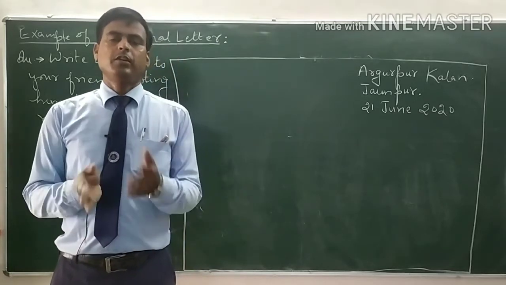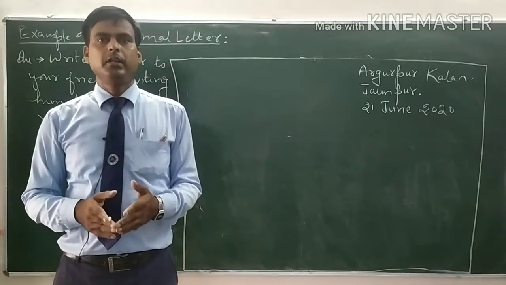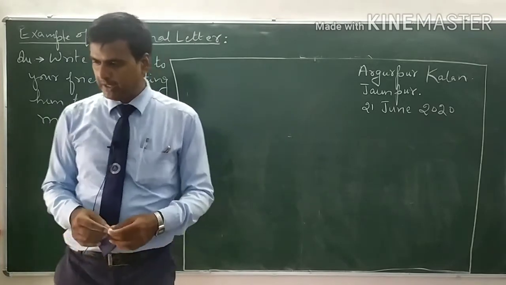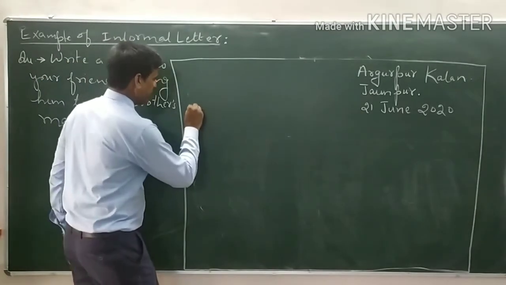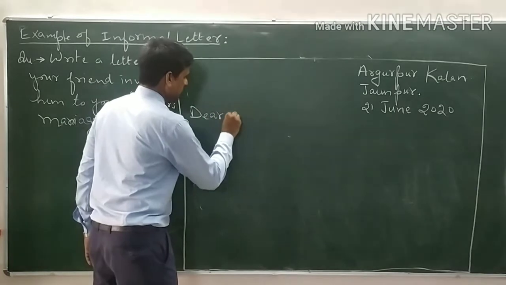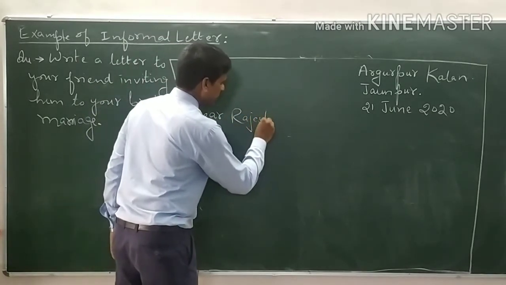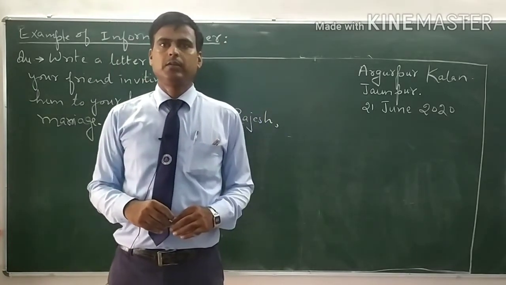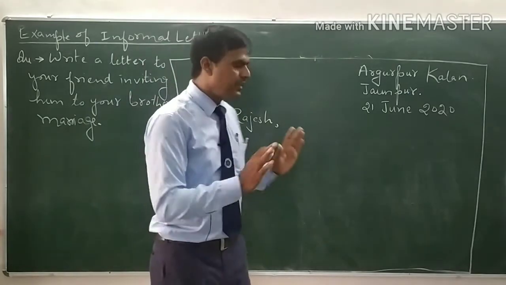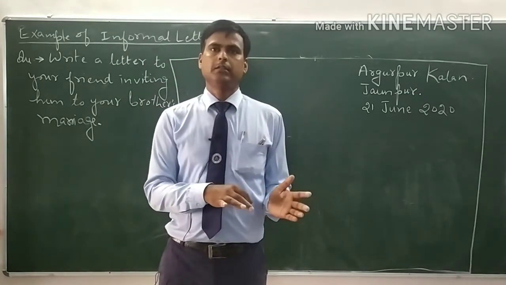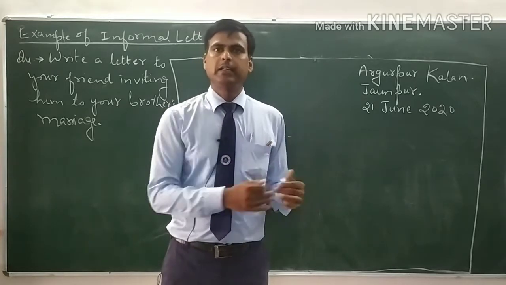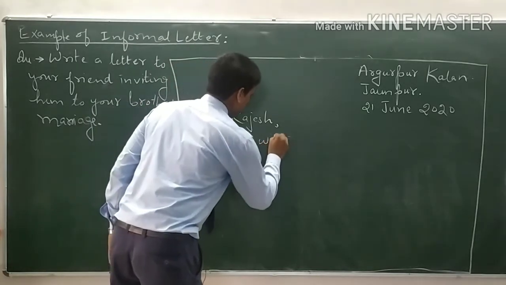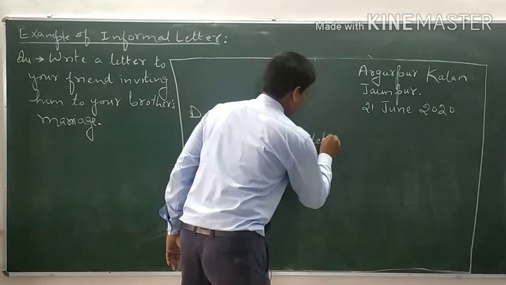After writing the date, we will write the salutation. When we address someone like dear sister, dear brother, etc., it is called the salutation. For example, here we can say dear Rajesh. Rajesh is your friend and you are going to write the letter to Rajesh. After writing the salutation, you will start writing the content. You will start writing the body of the letter. So, you will be delighted.